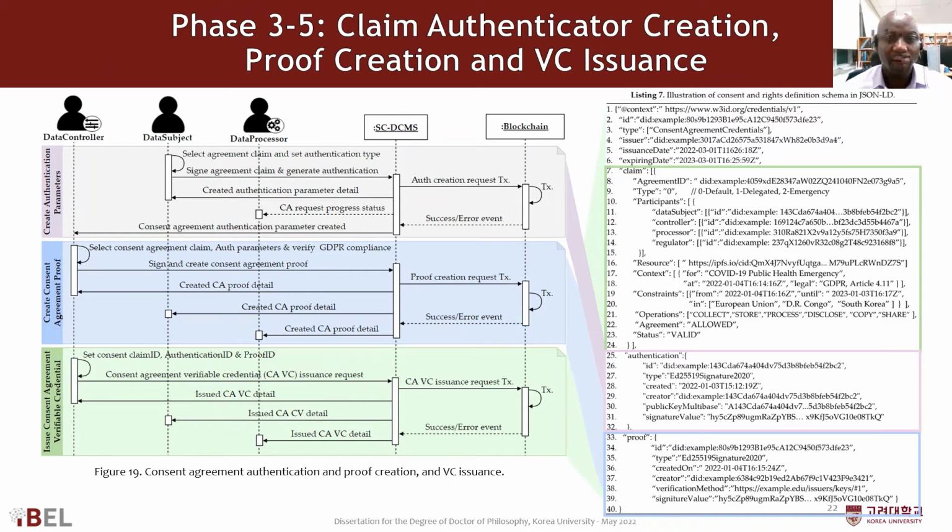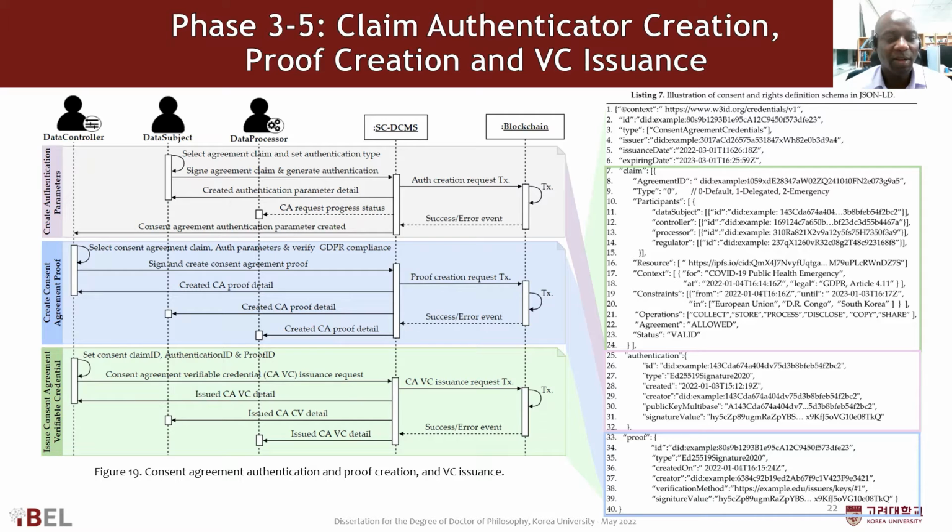The next phases are related to the consent agreement claim authentication parameters creation, the proof creation, and verifiable credential issuance on the blockchain. Agreement claim authentication parameters are created by the data subject in order to be able to verify and authenticate the ownership by signing the digital signature containing the hash of the claim with the private key that will be verified using the corresponding public key.